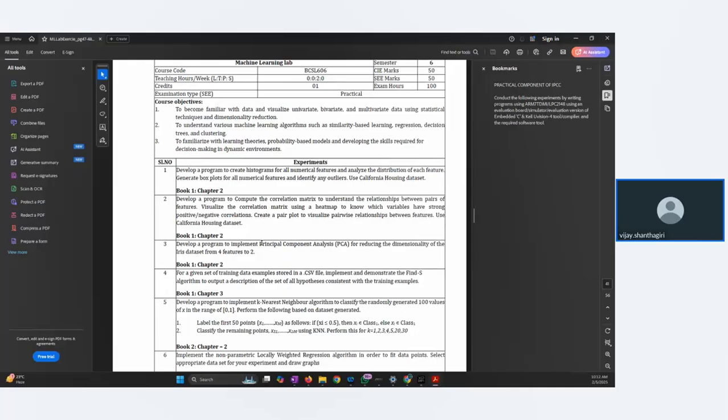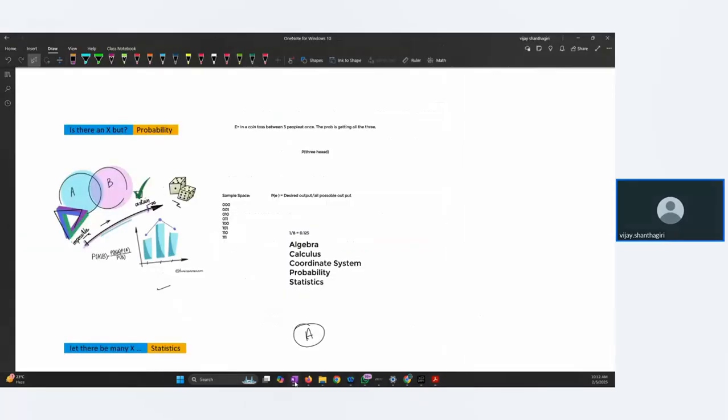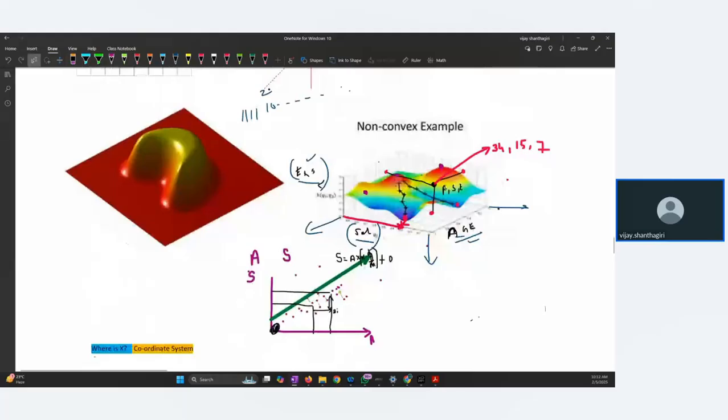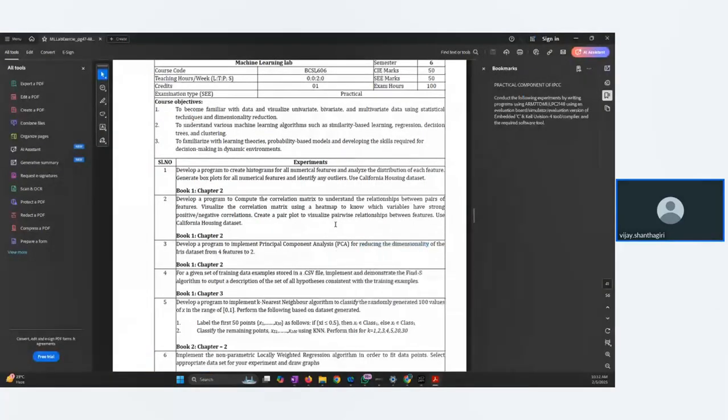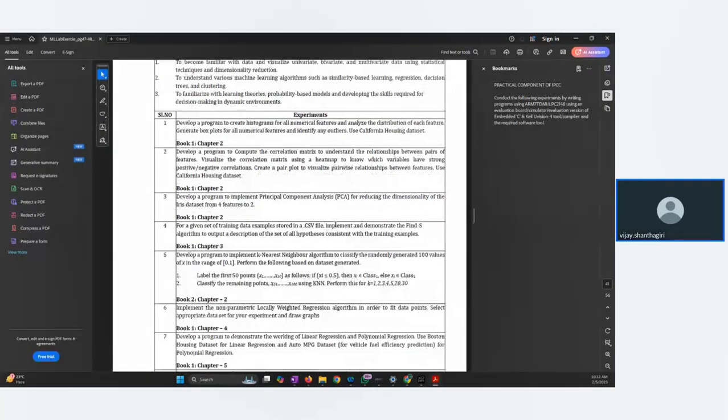And this principal component analysis is reducing the dimensionality of a particular data. That is what this is all about. I just told you linear algebra, right? If there are 10 dimensions, how do you reduce that? That linear algebra perspective is there. So this lab is not simple. They have planned it very well.